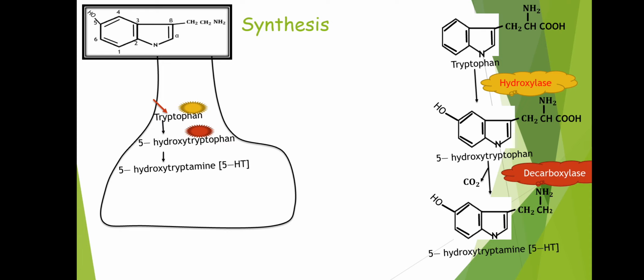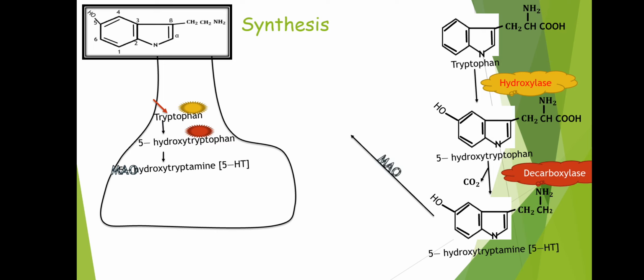But our work is not completed yet. We have synthesized. Our another step should be storage. You know why storage is so much important? Because in the nerve ending there is an enzyme. The name of this enzyme is MAO, that is monoamine oxidase enzyme. And what will this enzyme do? It will destroy 5-hydroxytryptamine. We'll check out what happens.